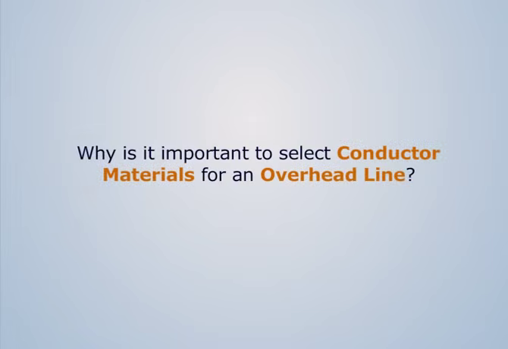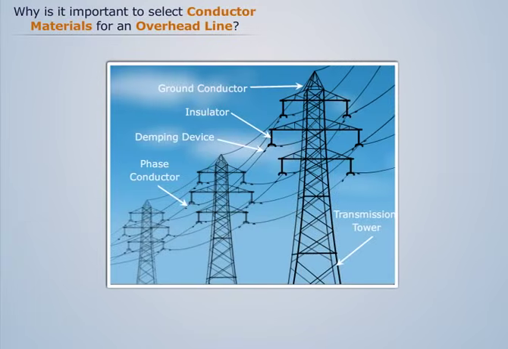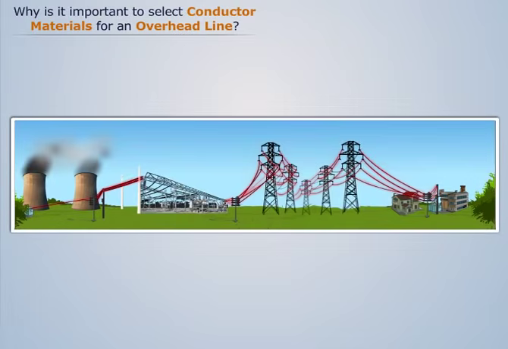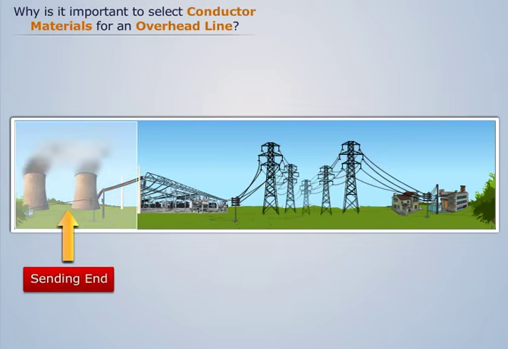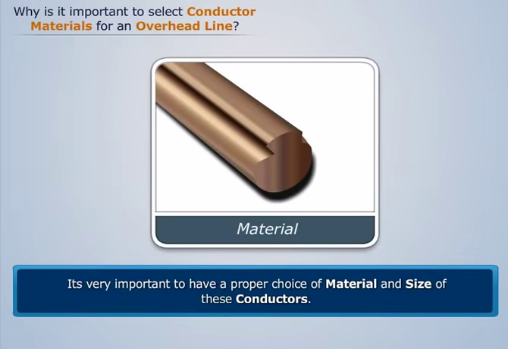Why is it important to select conductor materials for an overhead line? As studied earlier, the conductors are one of the most important components of the overhead lines, as most of the capital outlay is invested in them. Basically, they are meant for carrying electric power and transferring it from the sending end to the receiving end station. Therefore, it's very important to have a proper choice of material and size of these conductors.